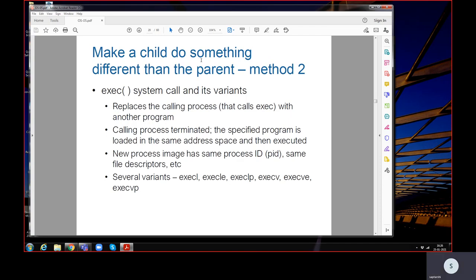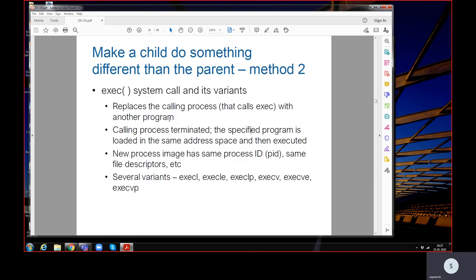A second way of making a child do something different than the parent is the system call known as exec. And exec has several variants. The function of exec is this: it replaces the calling process. That means the process which calls exec with another program. So understand carefully. A particular process has called exec.